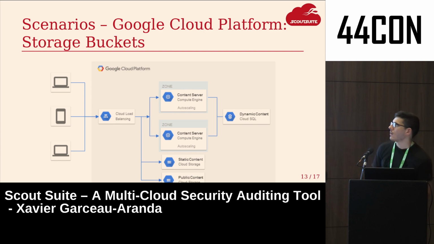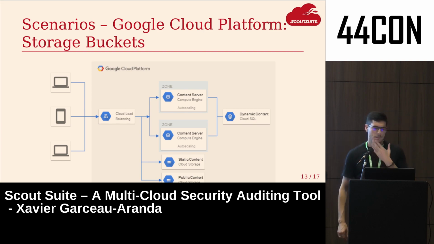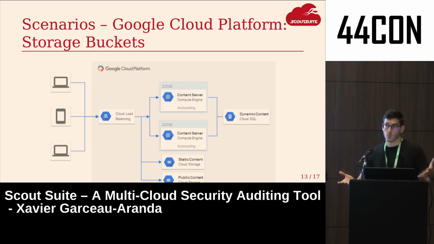In this case, if you look at the figure, it's simply a web application that is using basically two storage buckets. One of them is called static content, so you can assume that it holds the static resources for the web application, and the other one is called public content, which you can also assume to be public storage buckets, right?